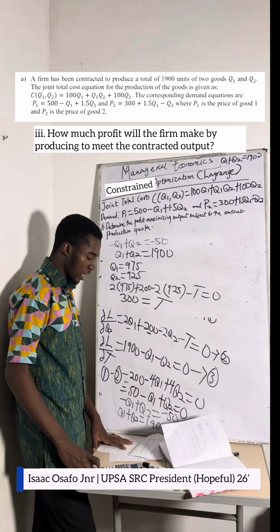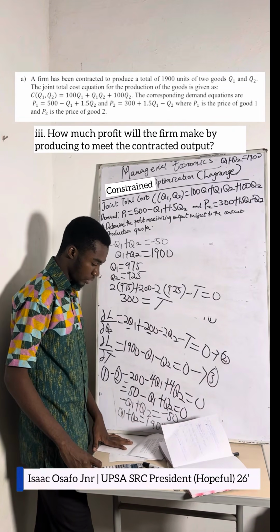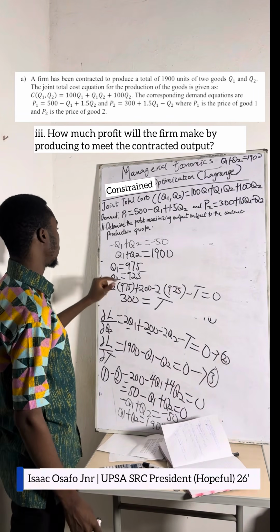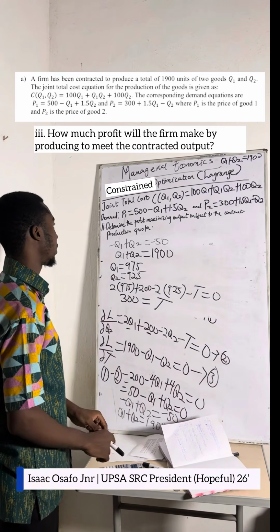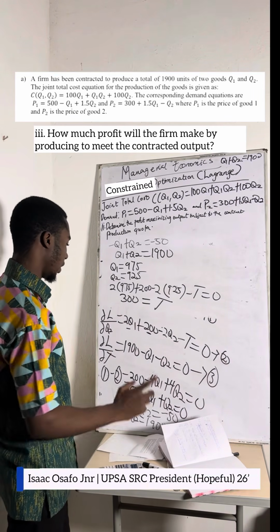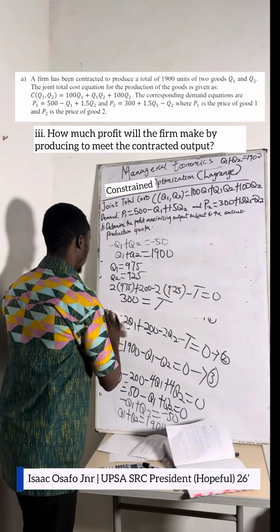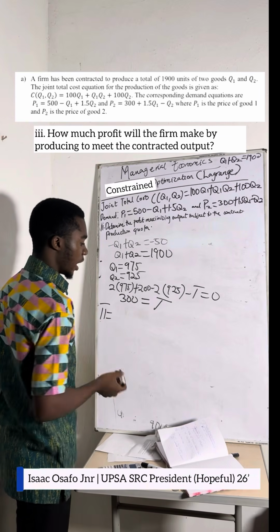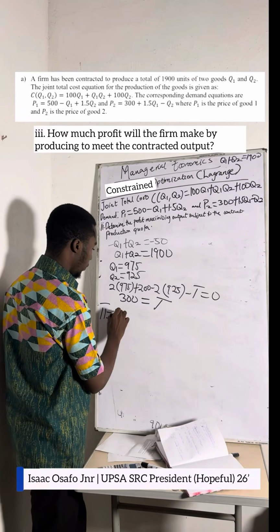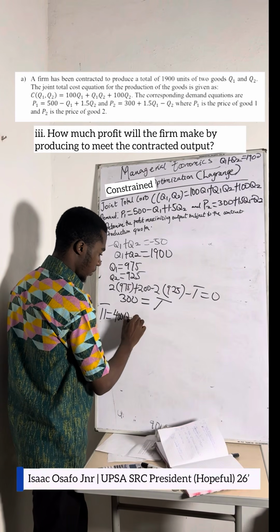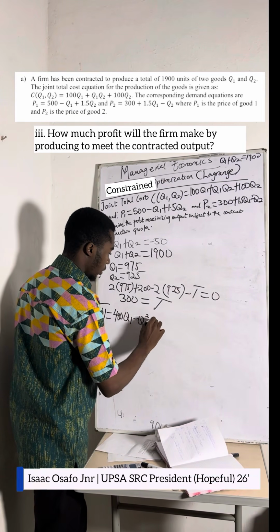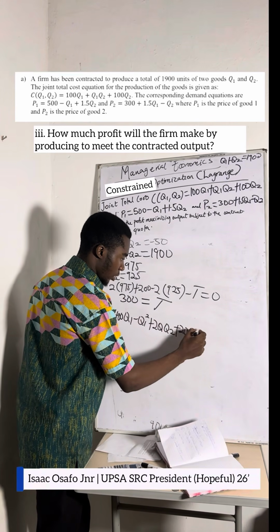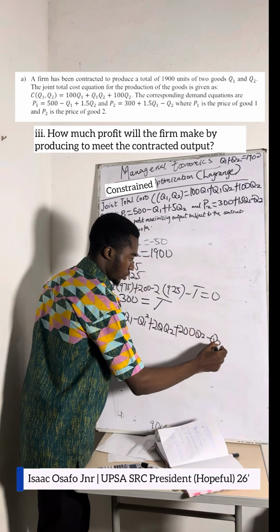For the II, we're asked how much profit a firm would make by producing to meet the contracted output. So now for this one we just have to substitute K1 and K2 into the profit function. You get it? For the profit function, which we solved for earlier, I hope you've not forgotten it or you wrote it down, we got 400 K1 minus K1 squared plus 2 K1 K2 plus 200 K2 minus K2 squared.